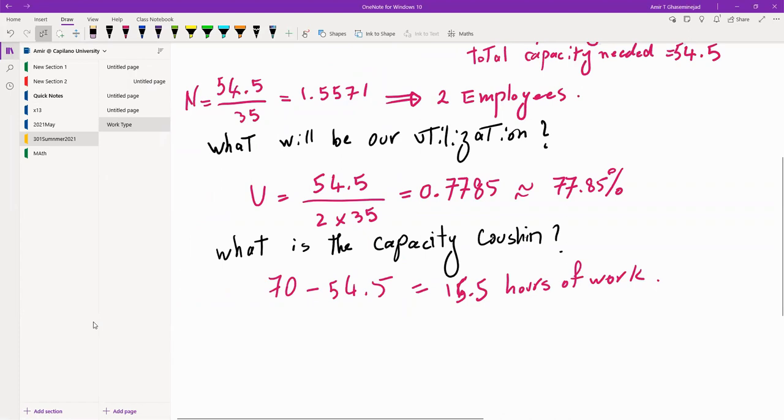Amir, is the 15.5 hours per week, or is it per day? Everything was per week. Correct.